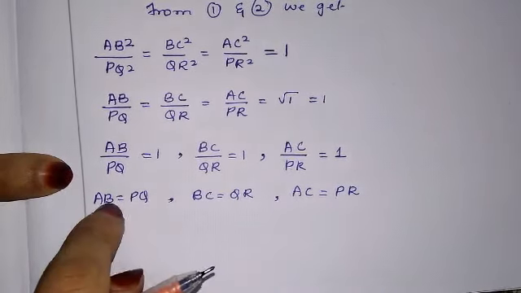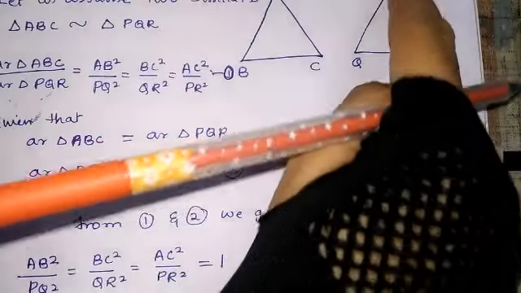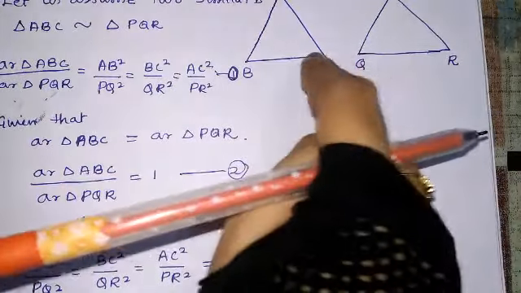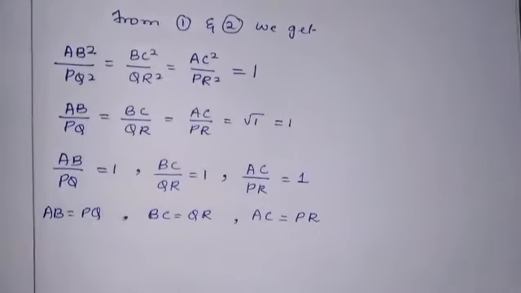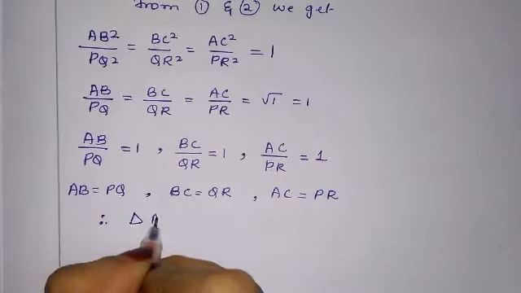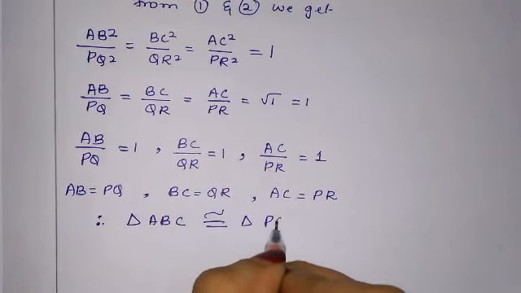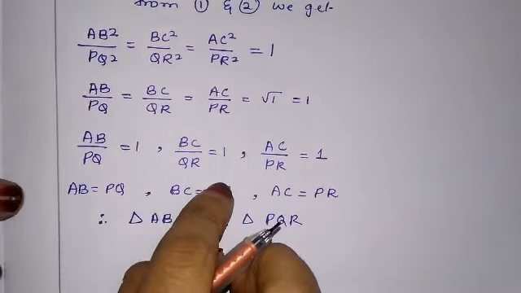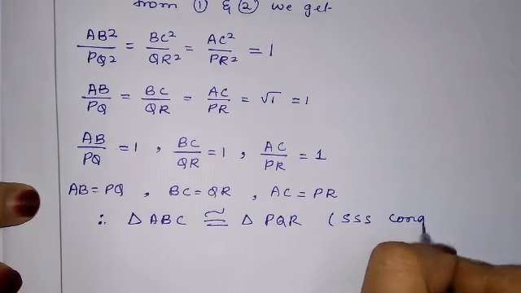So now we can say that in the figure AB equals to PQ, they told. BC equals to QR. AC equals to PR. If proportion means similar, equal means congruent. Therefore, triangle ABC is congruent to triangle PQR. The sides are equal. Corresponding sides are equal means they are congruent by congruency.